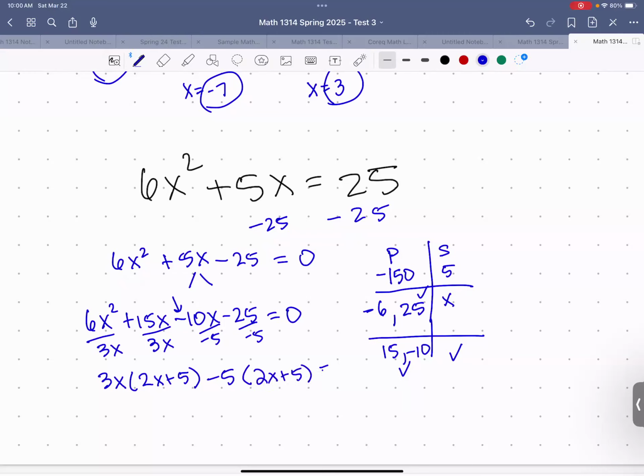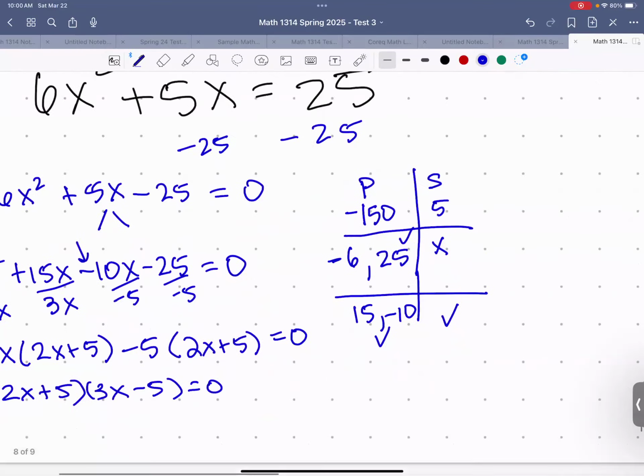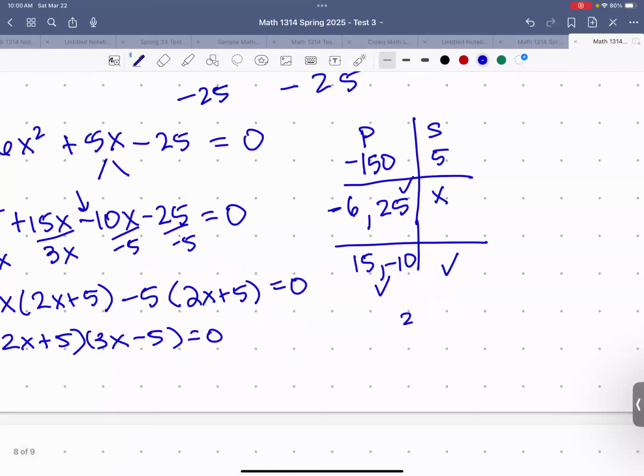Again, gives us 2x plus 5. That means we're going to get 2x plus 5 and 3x minus 5 equal to 0. Now that we have it factored, we need to go ahead and set each factor equal to 0.